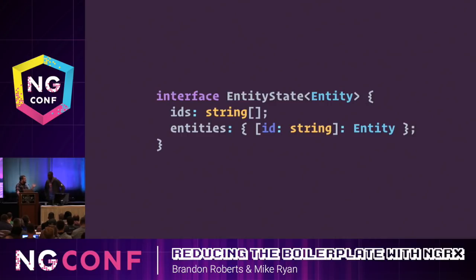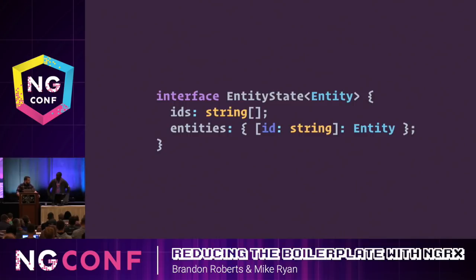The IDs property allows us to maintain the sort order of the collection. Remember that objects do not necessarily preserve sort order for their keys. So if you want to sort your collection, or if you want to maintain the sort order from your REST API, that's what the IDs property lets you do.